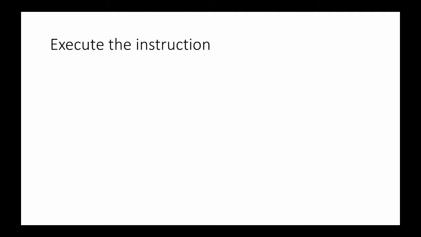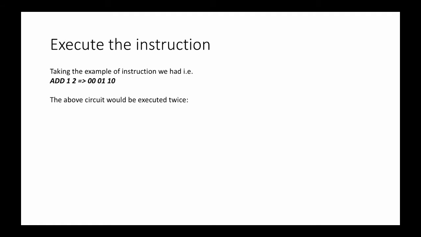So we are now executing the instruction. So the circuit needs to execute the instruction. So we have this example of add 1 2, which is represented by 000110. So the circuit will be executed twice, as I was saying. For the addition of the first bits, which is the rightmost bit, which is 1 and 0, it will be executed something like this, where operation bit 1 and operation bit 2 are 0 0, which is addition. Operand 1, which is the mathematical value 1, has 1 as its rightmost bit, and operand 2, which is mathematical value 2, has 0 as its rightmost bit.